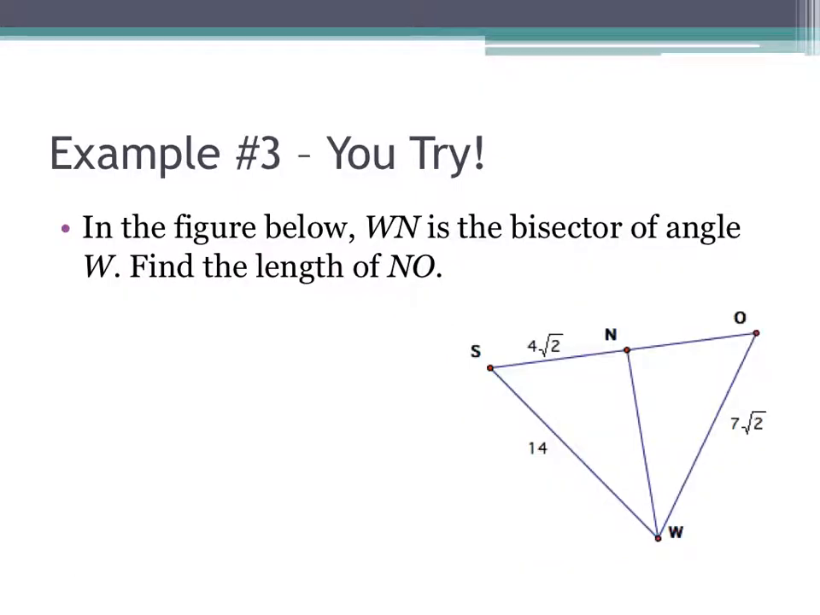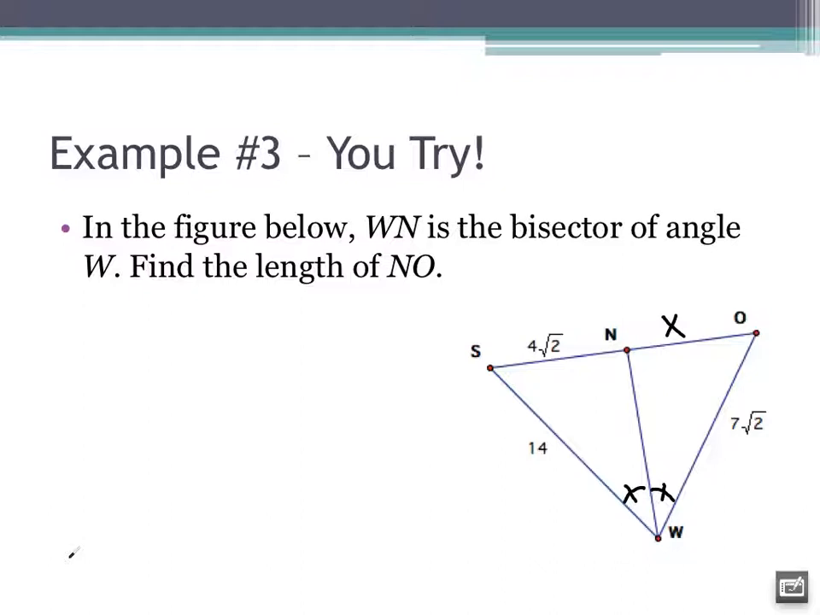Here's our next example. I would like you to try this one. Just try setting the problem up, and then come back and we're going to continue the problem. Okay, hope that you tried setting this up. It says, in the figure below, WN is the bisector, so I would have marked that. Find the length of NO, so I'm going to mark that X since that's what I'm looking for.